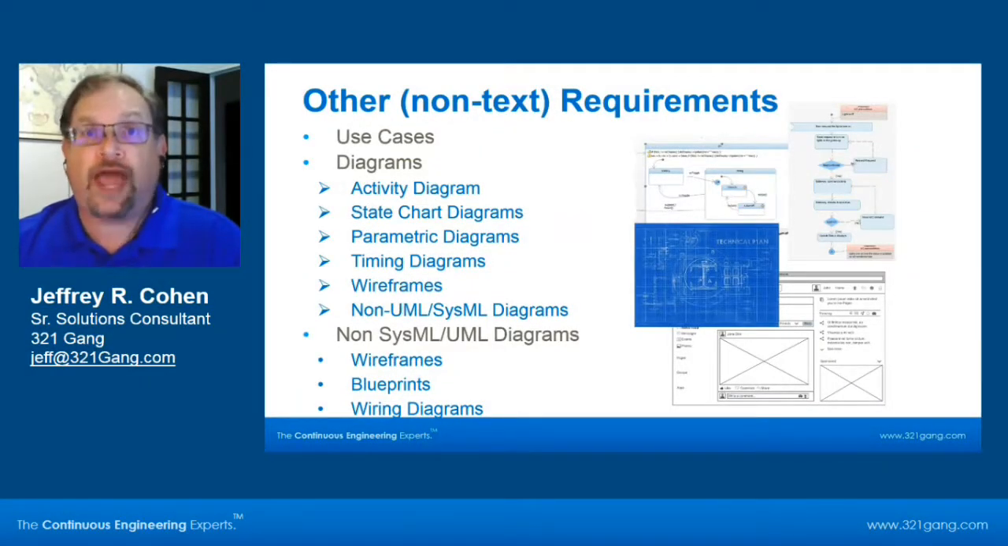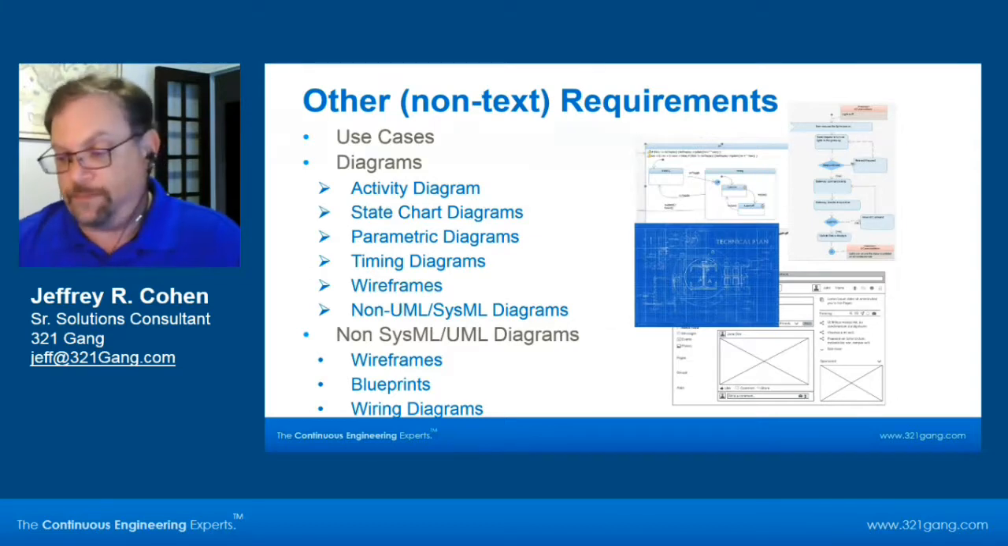The most common are activity diagrams and state diagrams, because every system that I've worked with has states and modes, and it has flows that go through the systems. We can also use parametric diagrams or timing diagrams. And of course, there are some non-SysML, non-UML diagrams that we use, things like blueprints or wireframes or wiring diagrams that go along with these, and those are requirements as well.